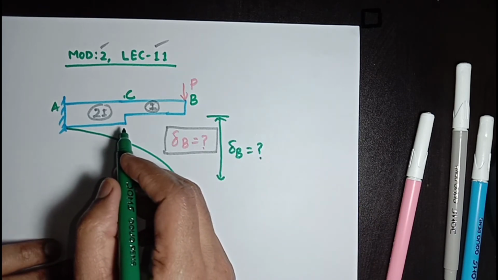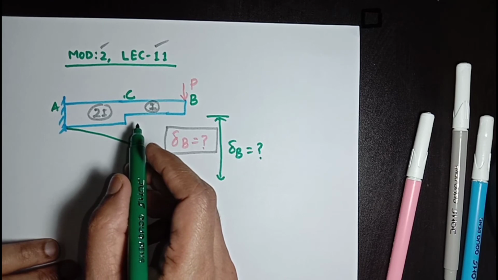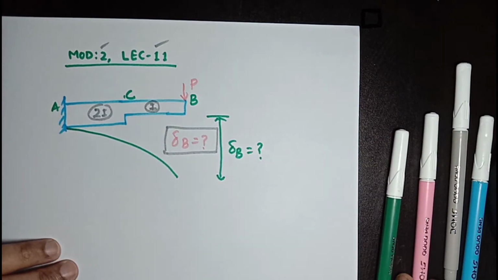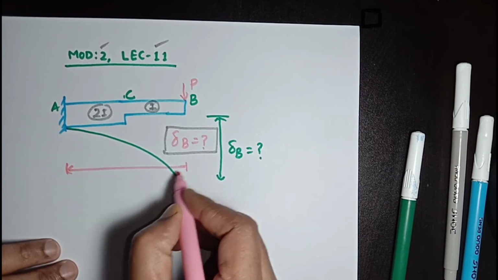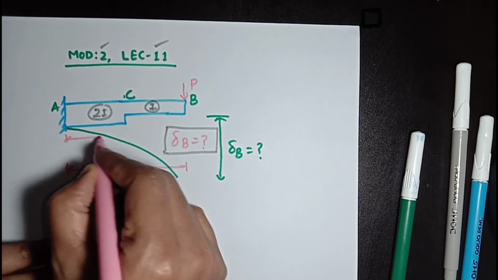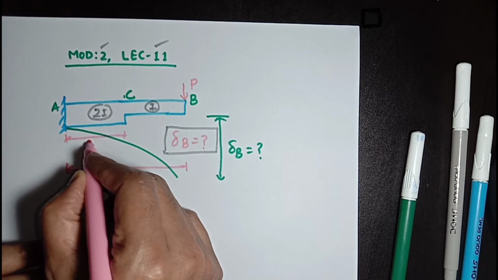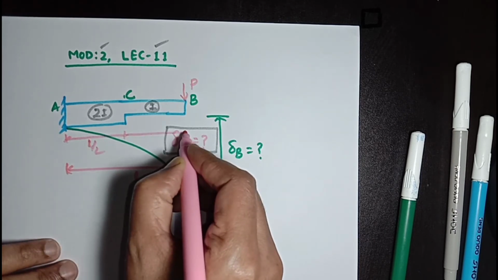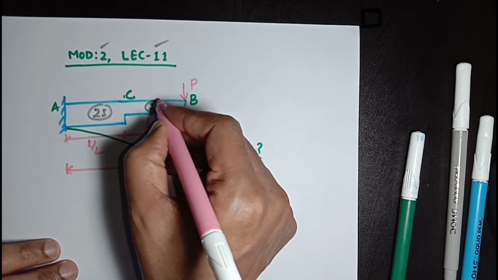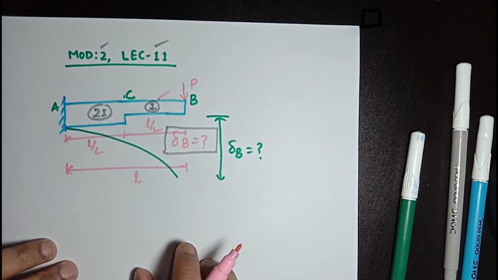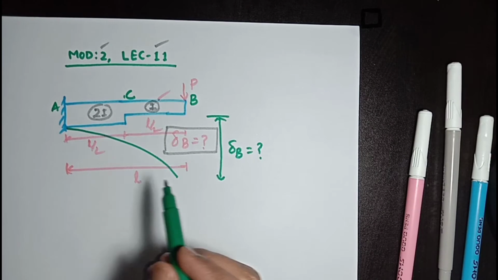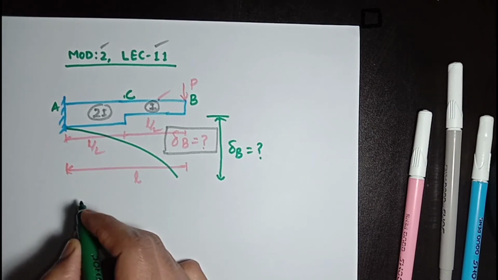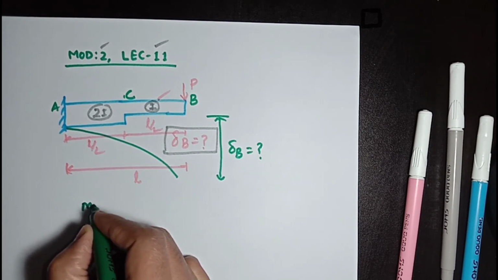This is a cantilever beam having a varying moment of inertia, and this beam has a total length of L. Half of the length has a moment of inertia twice I, and the rest of the length, L by 2, has a moment of inertia I. Now we will be solving this example using the moment area method.